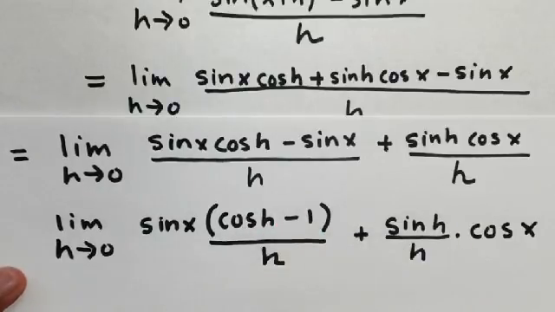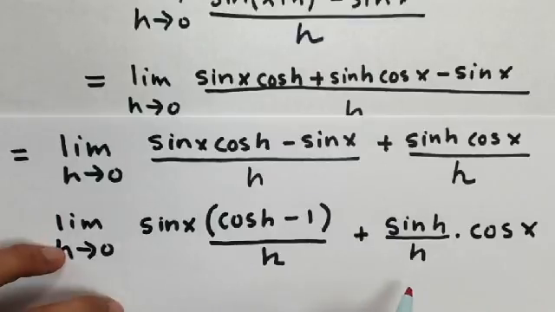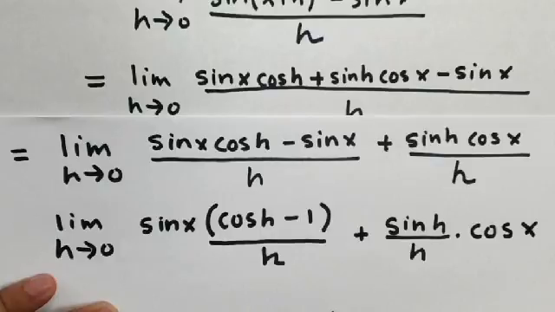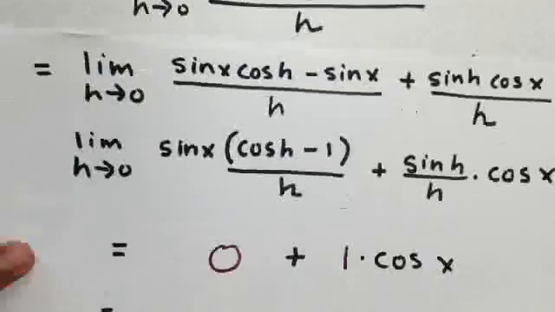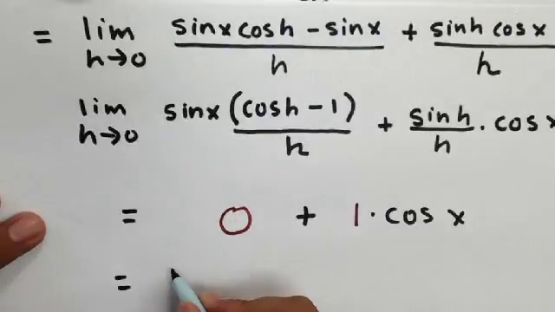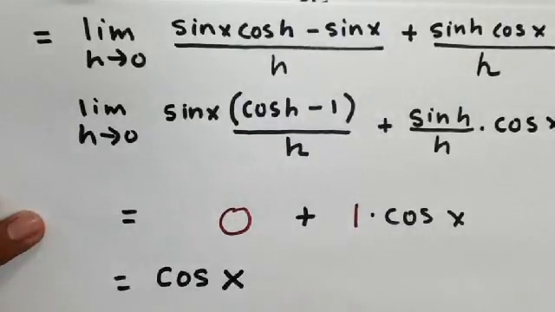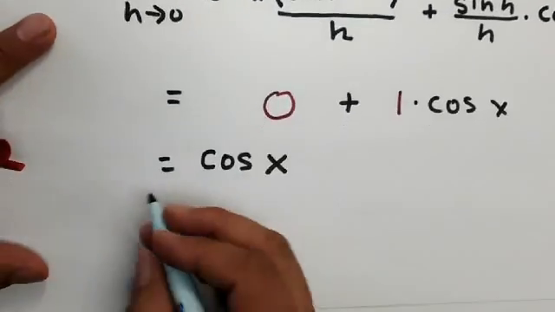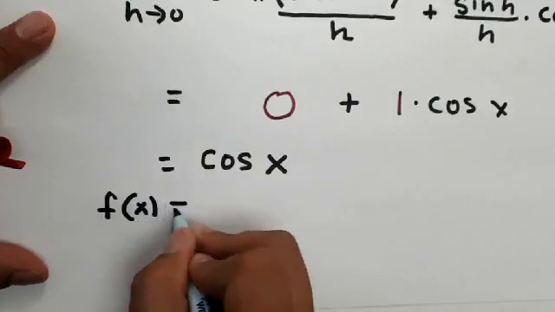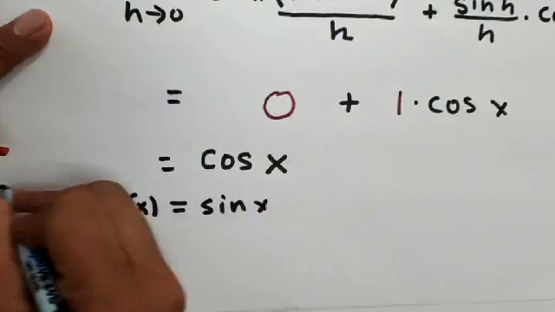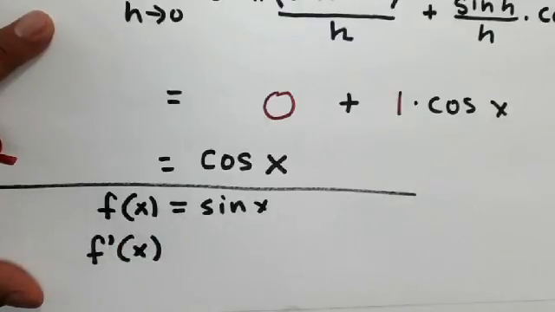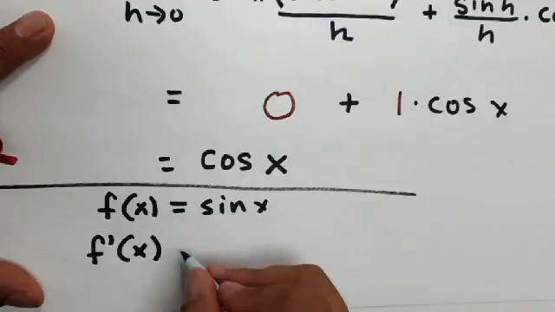That's 0 plus sine h over h, 1, times cosine x. 1 times cosine x. Therefore, it simplifies to cosine x. Therefore, what can you say? You could say that if f of x equals sine x, the derivative of f with respect to x is equal to what?